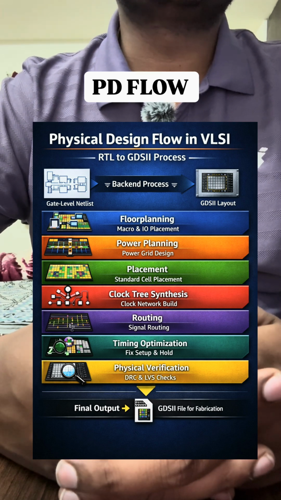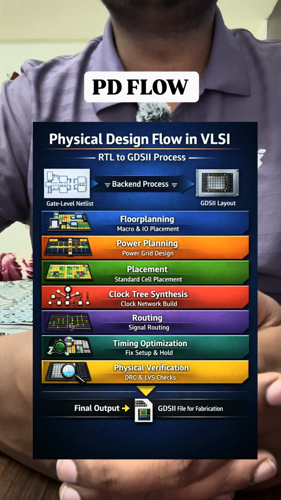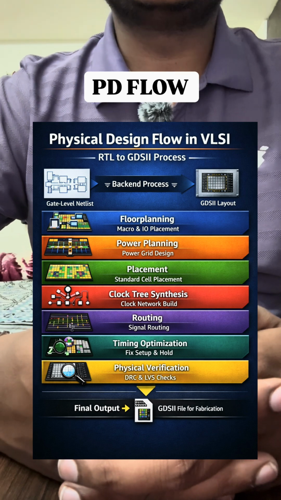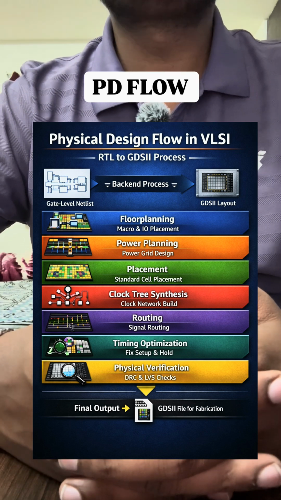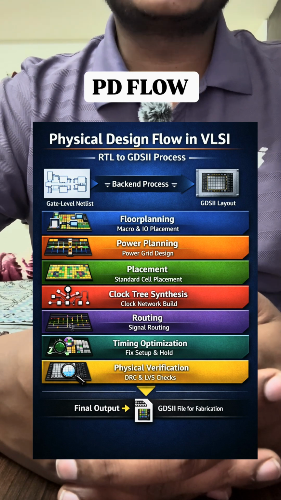Once the placement is completed, clock tree synthesis is done to build a balanced clock network. The main goal of CTS is to minimize the skew and latency. Since the clock is the backbone of synchronous circuits, CTS is a very critical stage.